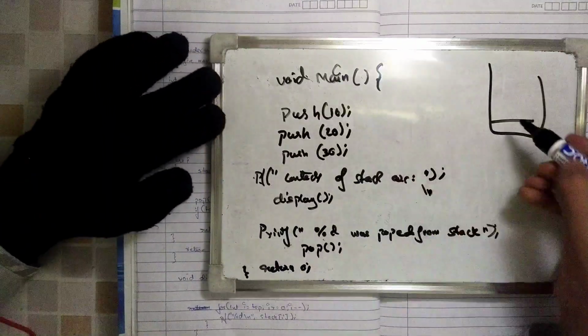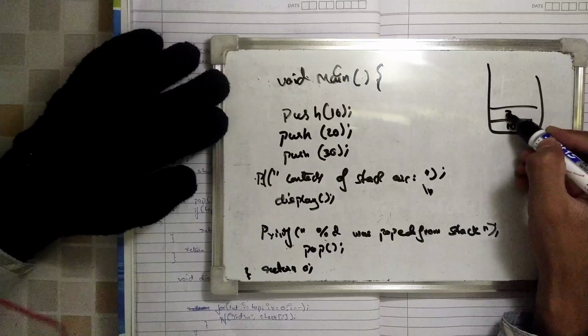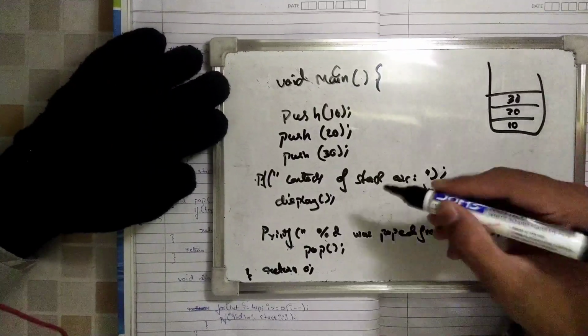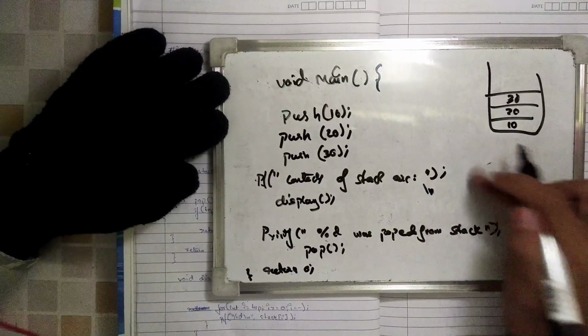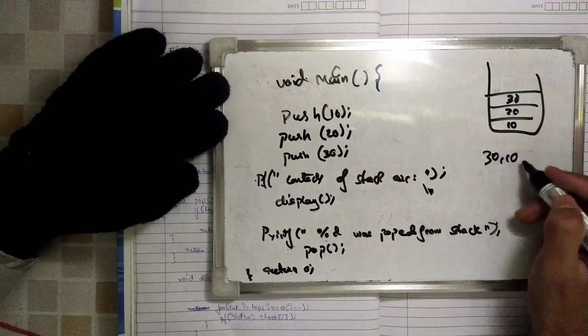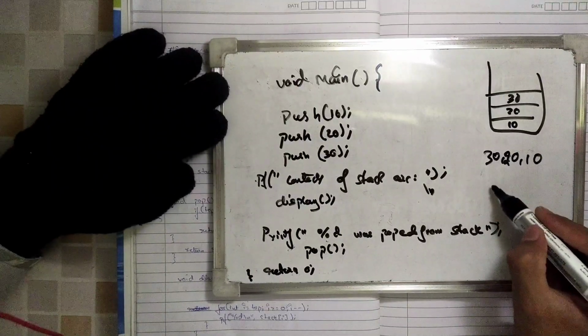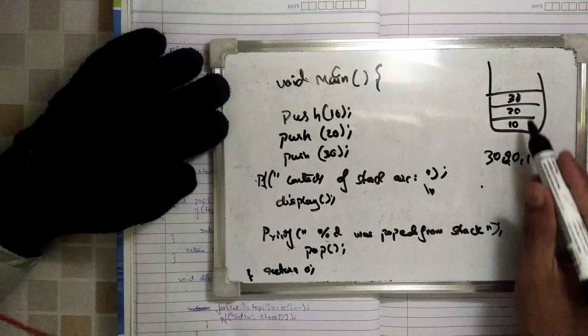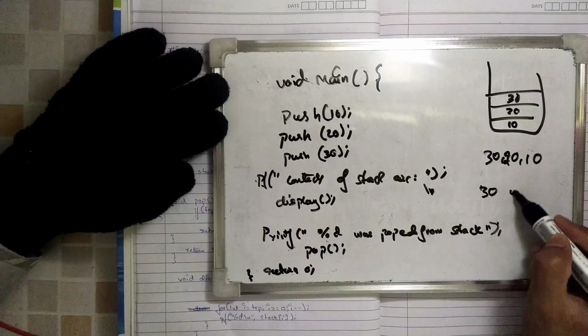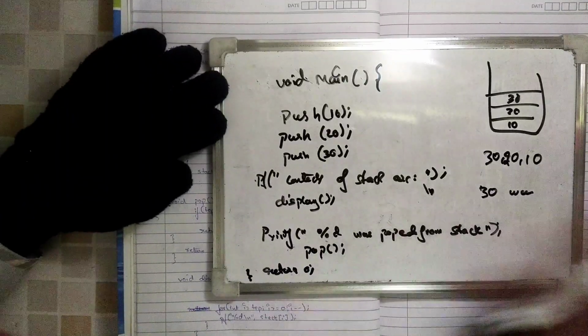Now what else? So push 10. First 10 will be pushed, then 20 will be pushed, then 30 will be pushed. Then the contents of the stack are displayed from top: 30, 20, 10. Then the first element, top of the stack, 30 was popped from the stack, and it will come out of the program.